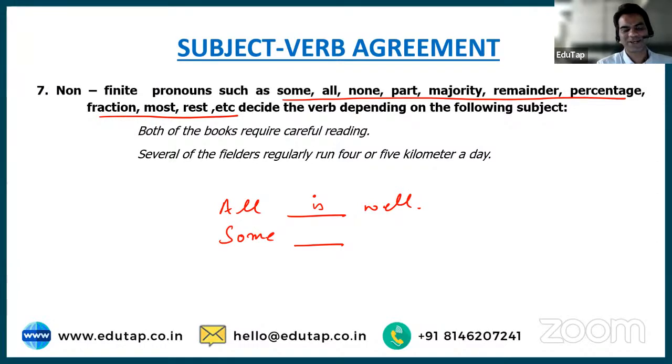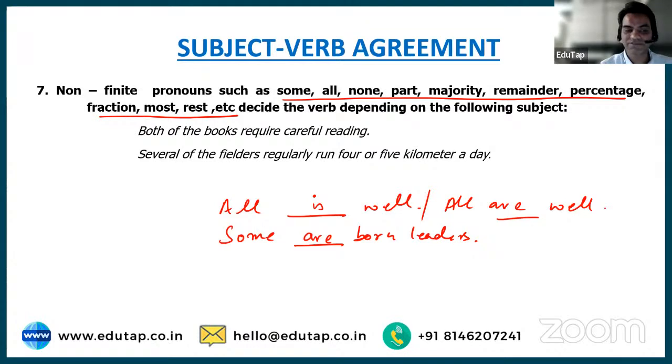I hope you understand this. All is well or all are well. Now, guys, both the sentences are correct. Actually, it depends on the context. If I ask you, how are your parents? If I ask you, how's everyone at your home? What will you say, sir? All are well. And if I ask, brother, is everything going well in life? What will you say, sir? All is well. Okay? Now if I say, some are born leaders, what does that mean? Some people are born leaders, right? Now this becomes very confusing.